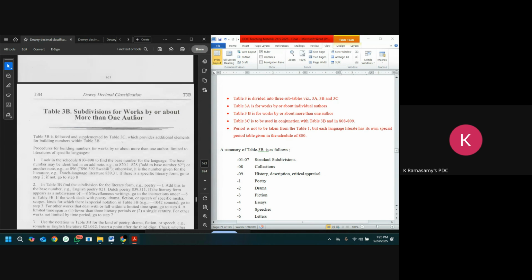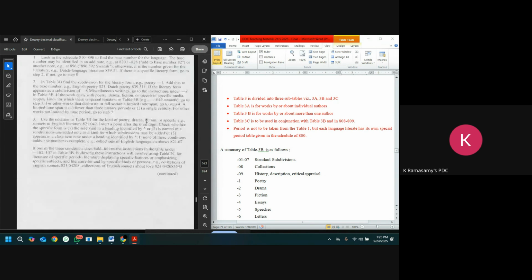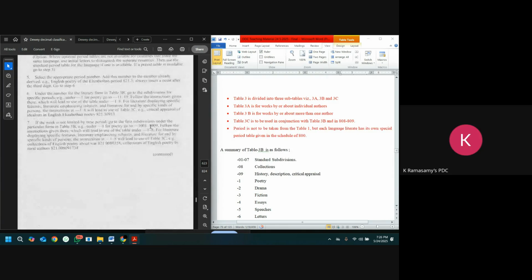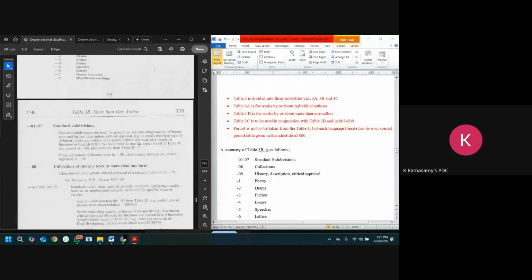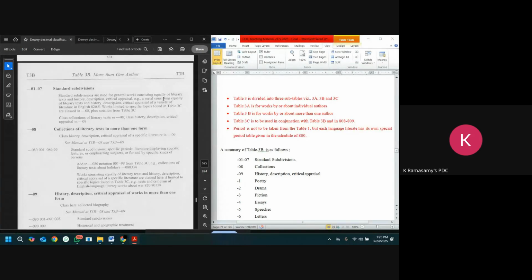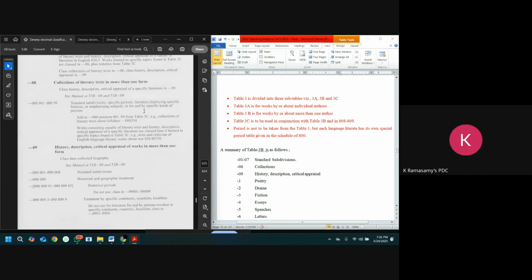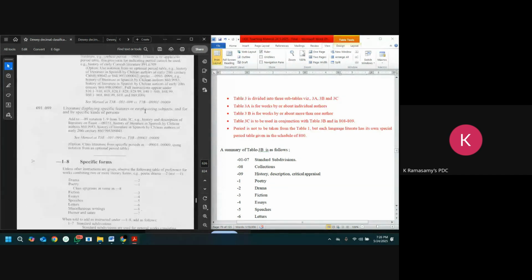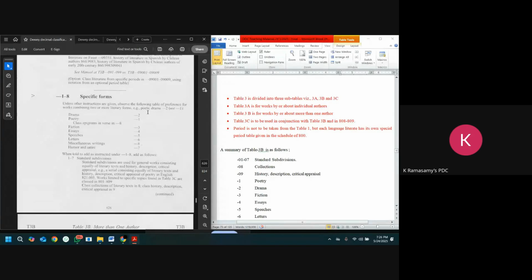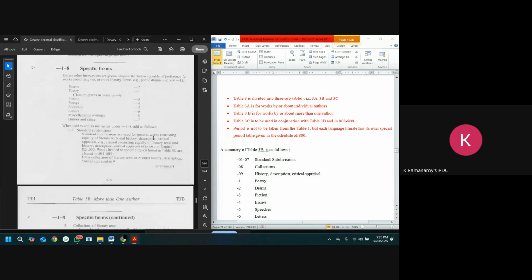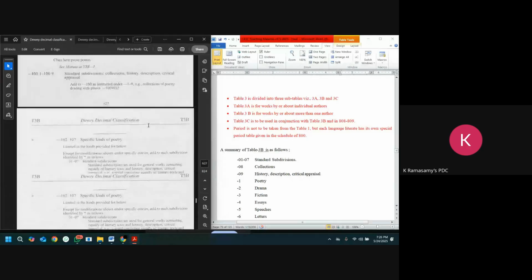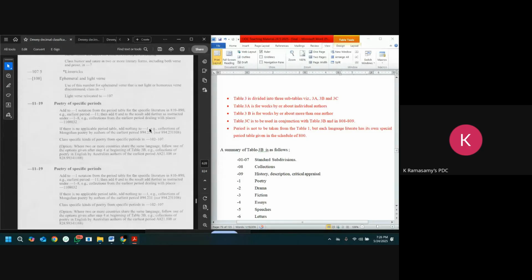Table 3B is meant for works about more than one author. So they also have the same kind of things. When you talk about more than one author, you talk about collections and anthologies. Then critical appraisal is there. Then the same kinds of forms, drama, almost the same numbers. Okay, and table 3C, I told you, stands for themes. So many themes are there in table 3C.